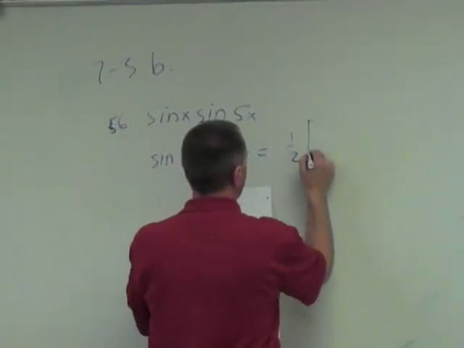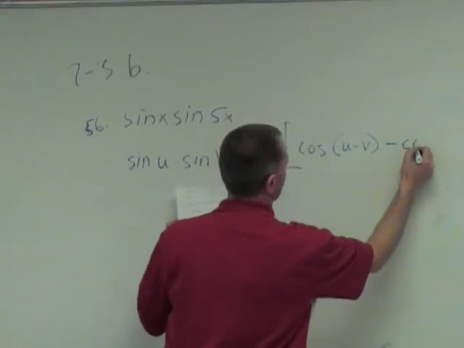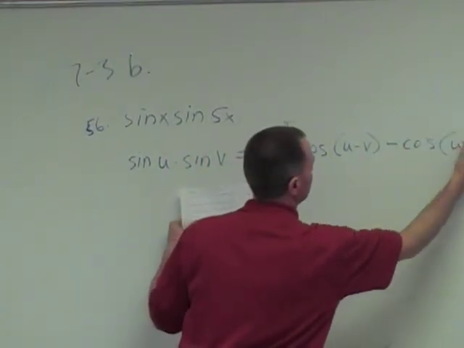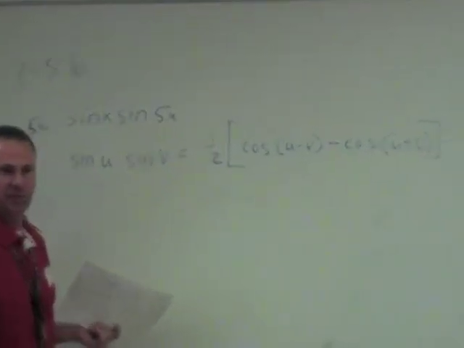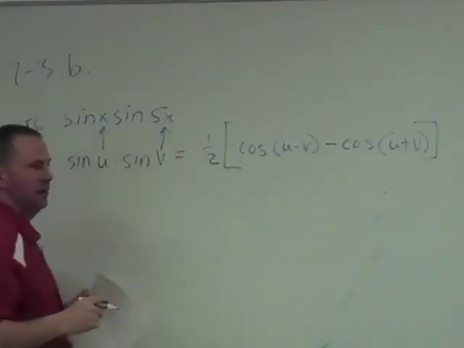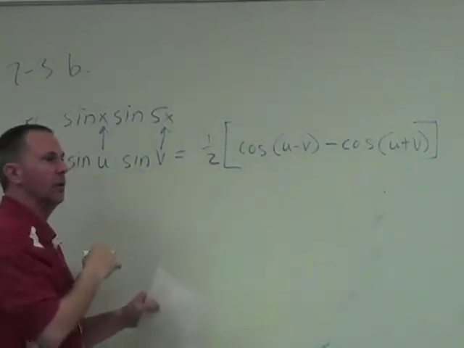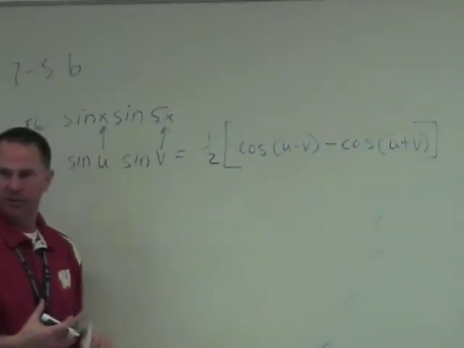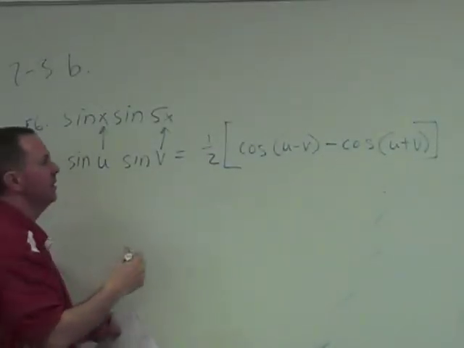It's 1/2 times the cosine of u minus v minus the cosine of u plus v. Alright, they're just positions. That's your u and that's your v. And you just plug the information in. Again, you don't know what x is, so you're not solving this. You're just going to put it into the formula and simplify if you can.